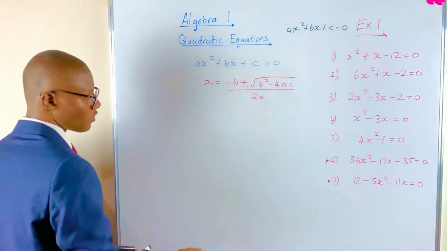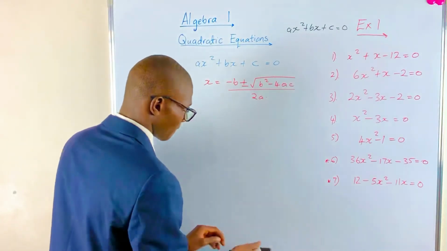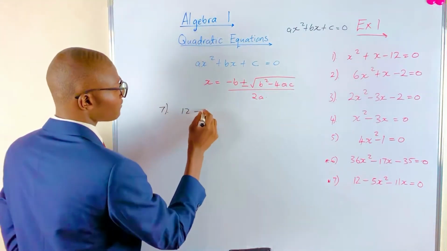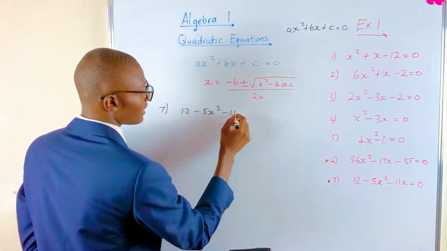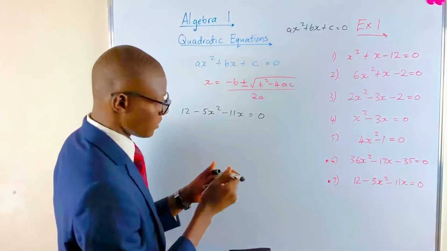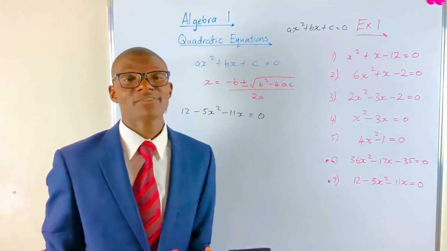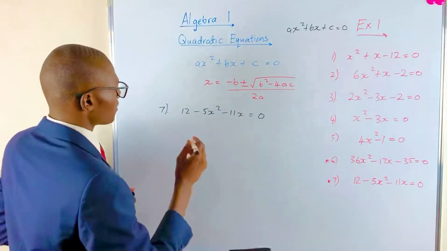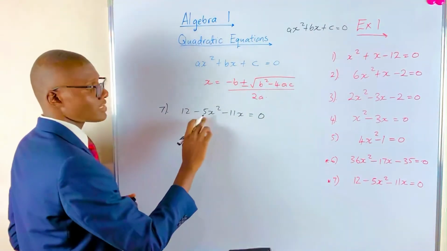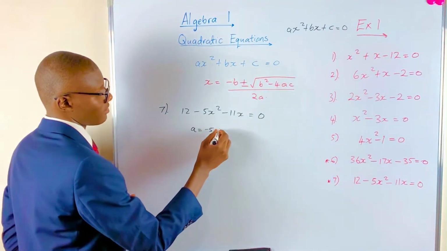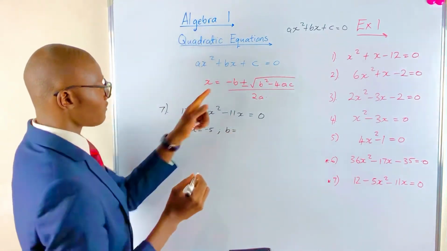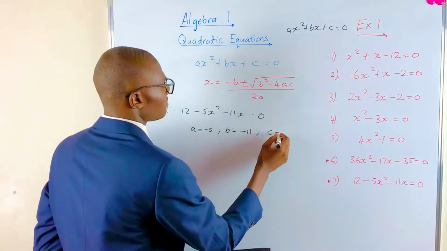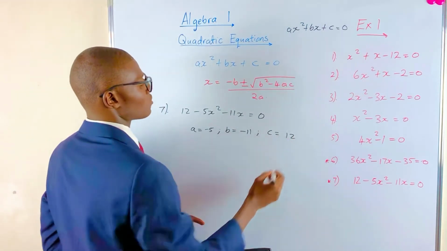For number 7, we've got 12 minus 5x squared minus 11x being equal to 0. First of all, we identify our letters A, B, and C. A, being the coefficient of x squared, in this case is minus 5. Then B, the coefficient of x, is minus 11. Then C, the constant, is 12.